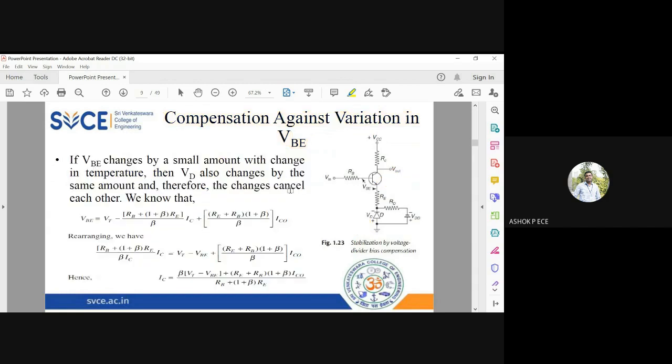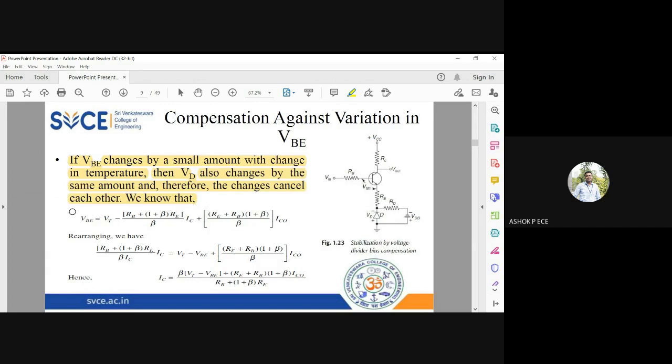both of them. So assume that if VB is going to change by a small amount with temperature, assume the temperature is changing, VB is also changing. Since VB is going to change, VD is also going to change. Therefore, they will cancel each other. If VB is going to change, VD is also going to change by the same amount, which means that the transistor is going to have nil effect because of the change in the VB with respect to temperature.